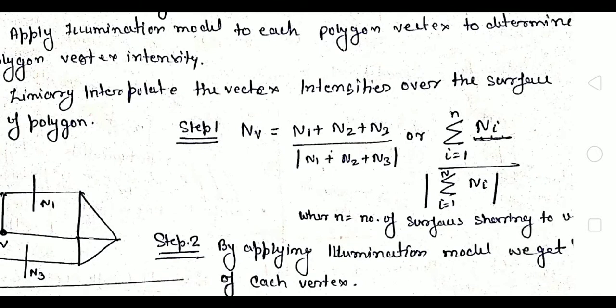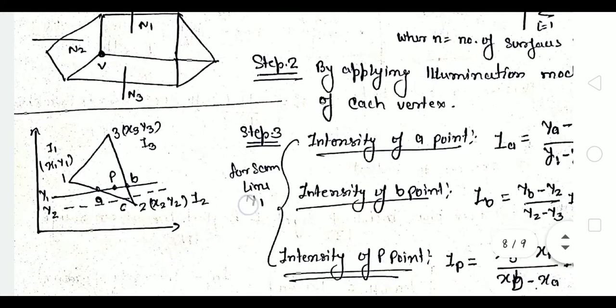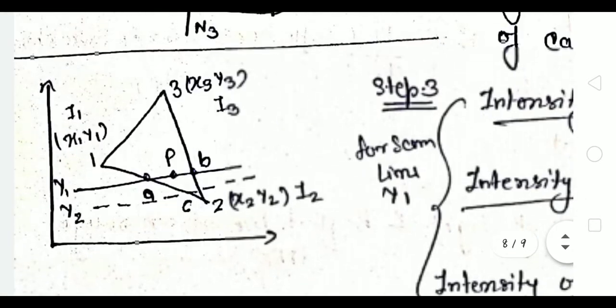How can you interpolate linearly at every vertex of the polygon? Now I have to show you. In this diagram you can see one polygon where three vertices are there: 1, 2, 3. Each vertex has its own coordinates: x1, y1 for vertex one, x2, y2 for vertex two, and x3, y3 for vertex three.